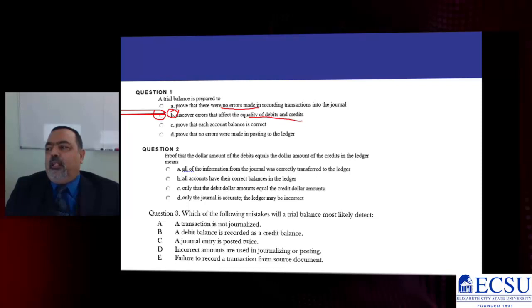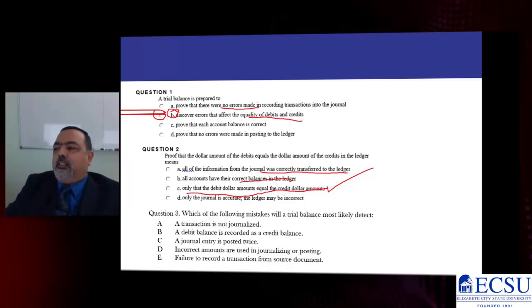Now the next one is: a proof that the dollar amount of the debits equals the dollar amount of the credits in the ledger means, if the trial balance is in agreement, what does it mean? All of the information from the journal was correctly transferred to the ledger? We cannot say that. We can say that all accounts have their correct balance in the ledger? No, we cannot say that as well. Only that the debit dollar amounts equal the credit dollar amounts. That we can say definitely. So number C is going to be your answer.